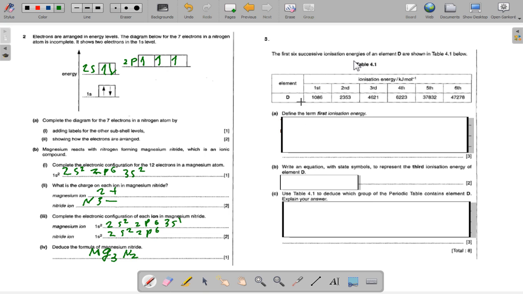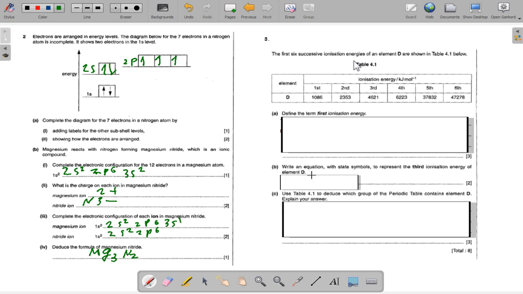So for this one, you have a table of the 6 successive ionization energies of an element D, and we need to define the first ionization energy and write an equation for the third ionization energy of element D, and we need to deduce which group of the periodic table contains element D and explain why. So 10 minutes to answer the question, and off we go.